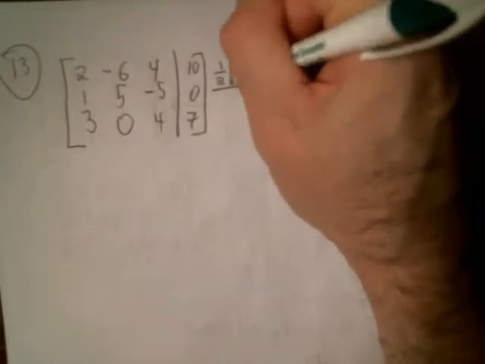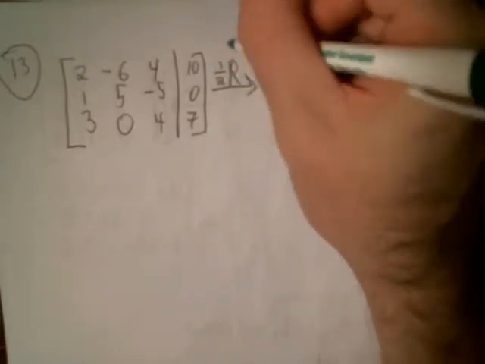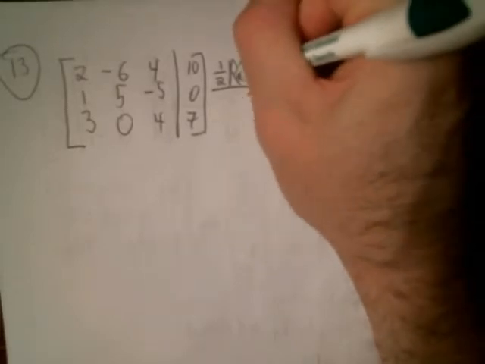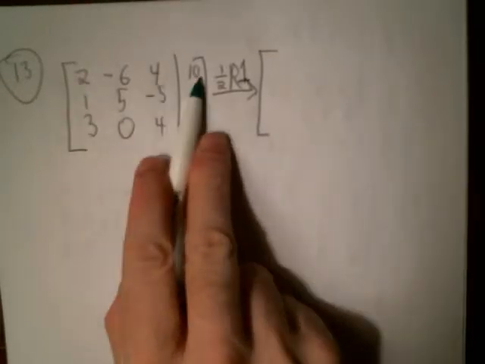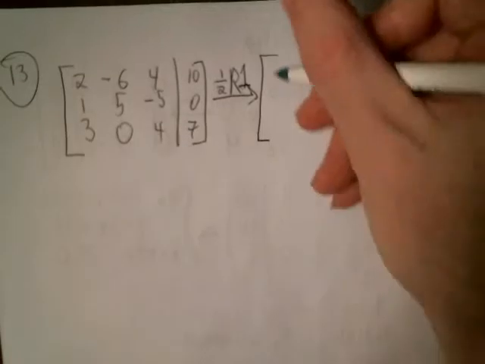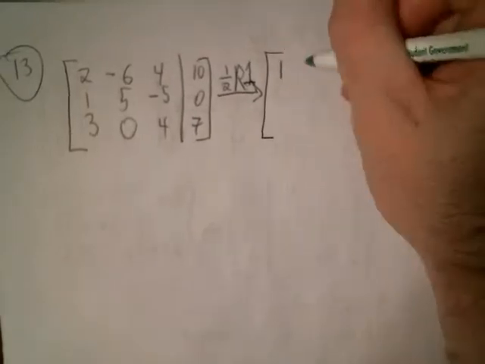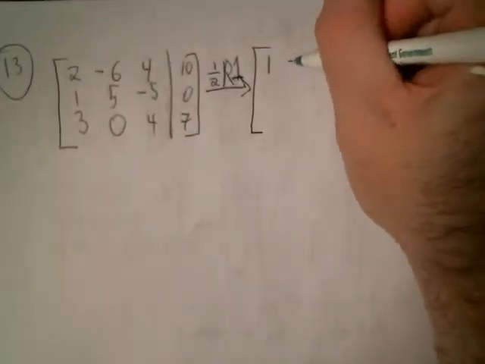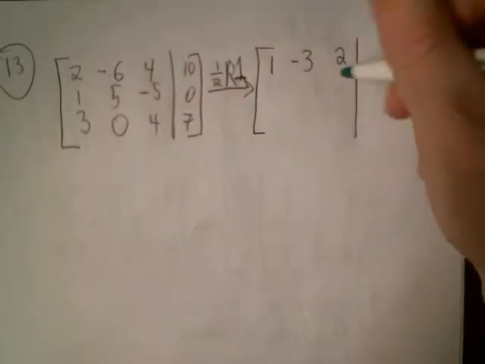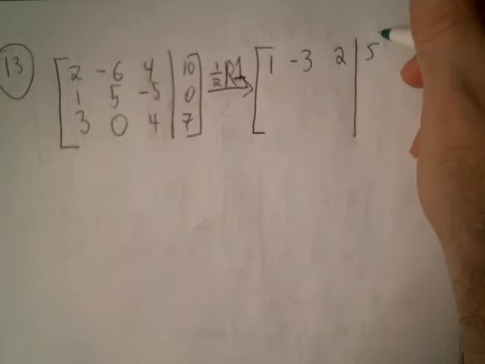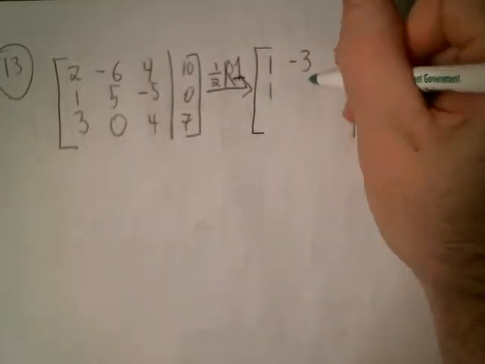Anyways, the book wants you to multiply row 1 by a half, okay? So this is pretty easy. You're just going to multiply every one of these numbers by 1/2. Okay, so 2 times a half is 1. 1/2 times -6 is -3. 1/2 times 4 is 2. And then 1/2 times 10 is 5. Okay, and then leave everything else alone.